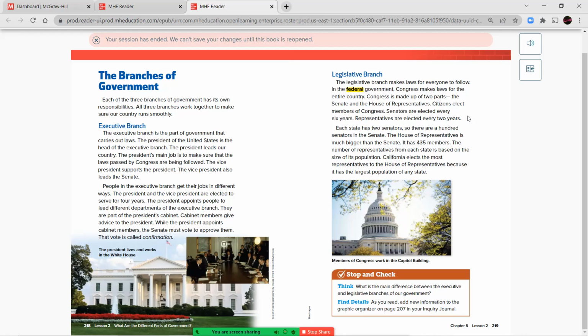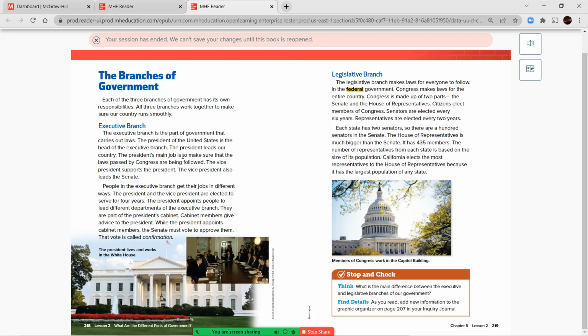Each state has 2 senators, so there are 100 senators in the Senate. The House of Representatives is much bigger than the Senate. It has 435 members. The number of representatives from each state is based on the size of its population. California elects the most representatives to the House of Representatives because it has the largest population of any state.